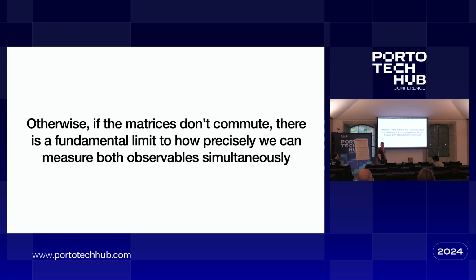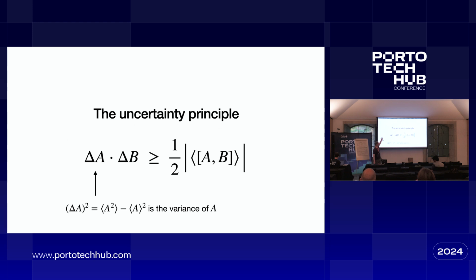In the case where matrices don't commute, there's a fundamental limit to how precisely we can measure both observables simultaneously, and it is this, the famous uncertainty principle, written correctly. The uncertainty in A times the uncertainty in B has to be greater than a half times the magnitude of the expectation value of their commutator. If the commutator vanishes, then they can both be known precisely.